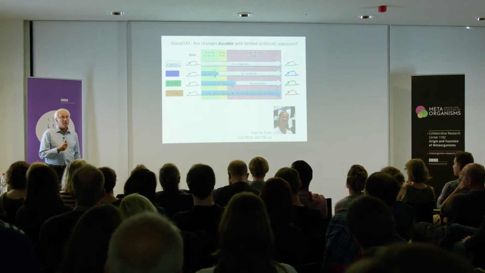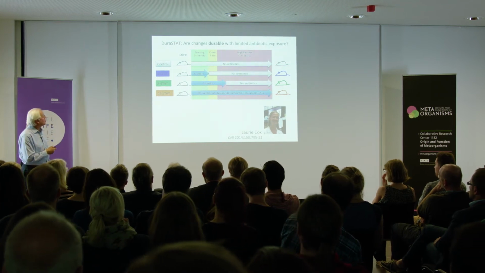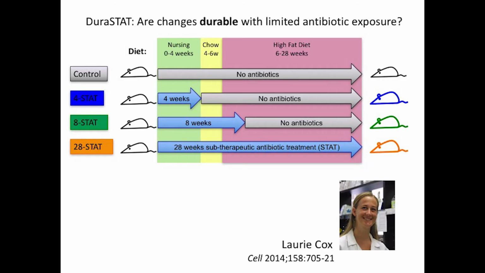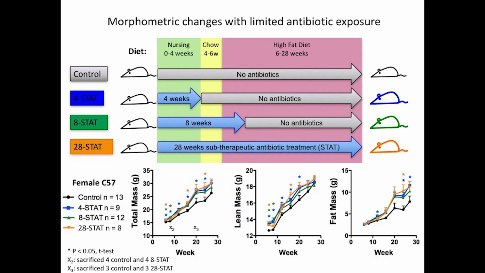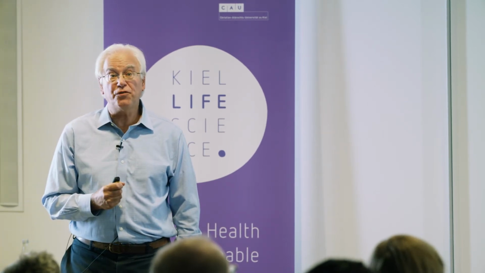Up to this point, the mice were getting antibiotics for their whole life. So Laurie did an experiment to ask, are the changes durable if there is only a limited antibiotic exposure? So in addition to no antibiotics or lifelong antibiotics, she gave antibiotics for only 8 weeks or only 4 weeks. Here are the results for morphometry: total mass, lean mass, and fat mass. The black line is the control group. What Laurie found is that all 3 antibiotic regimens increased total mass, lean mass, and fat mass. So 4 weeks of antibiotics early in life was sufficient for the full effect.